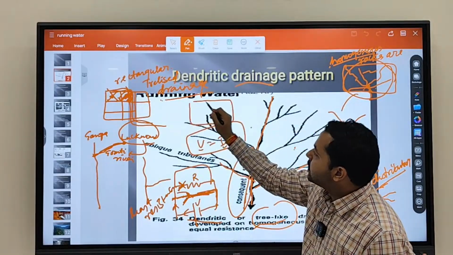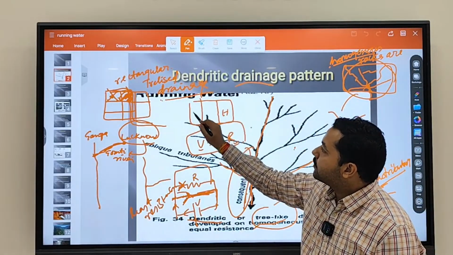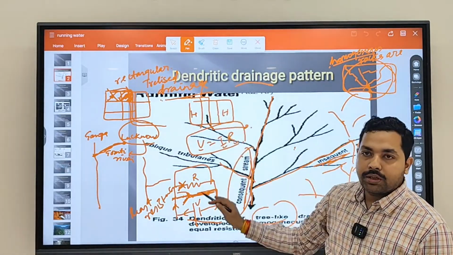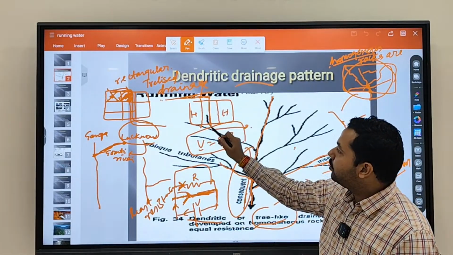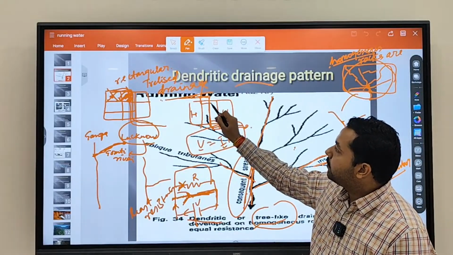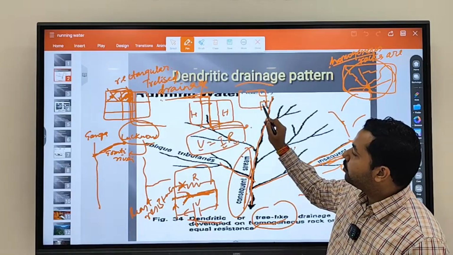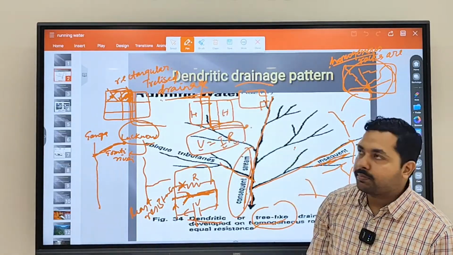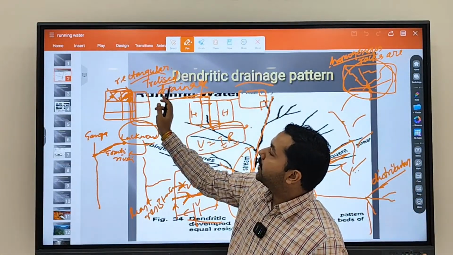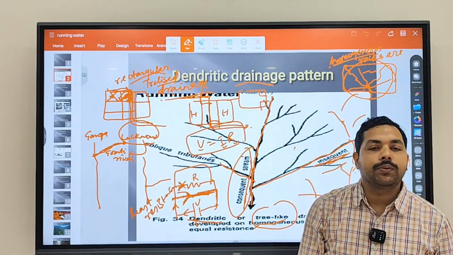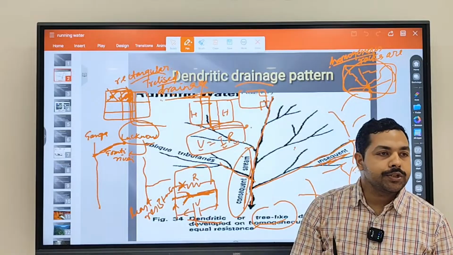So this is where the harder rock is, and this is where the harder rock is. So the river will take the softer part to flow. So which type of flow is it? You see 90 degrees being made. So which type of pattern? Rectangular pattern. That's why it is called a rectangular or trellis drainage pattern.